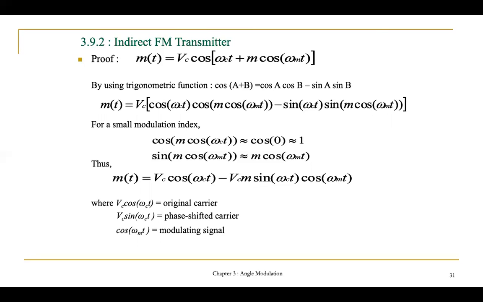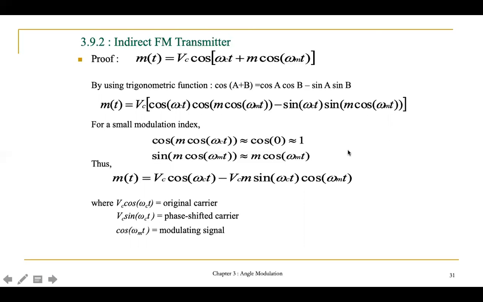And by using the trigonometric identity where cos(A plus B) is equal to cos A cos B minus sin A sin B, you will get this equation. Okay, so for cos(A plus B), the A here is omega c t and the B is m cos omega m t. So that's why you will have Vc cos A cos B minus sin A sin B.